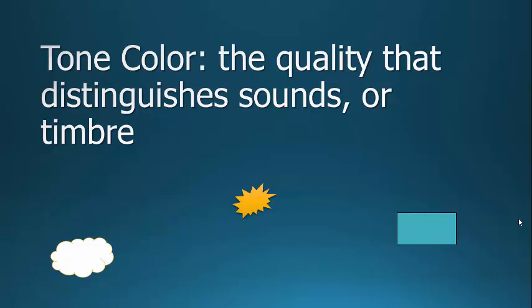The third musical element in Chapter 1 is tone color. Another name for tone color is there at the bottom of the definition, timbre. We could say tone color, or we could say timbre. Timbre refers to the quality that distinguishes each of the sounds. So we're speaking of characteristic qualities in the sound.